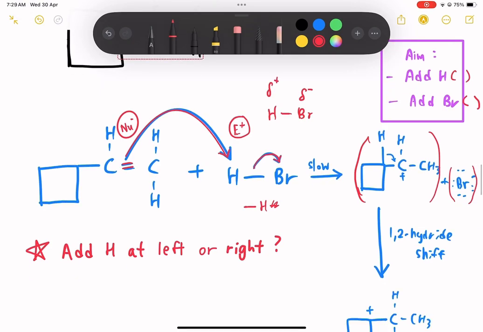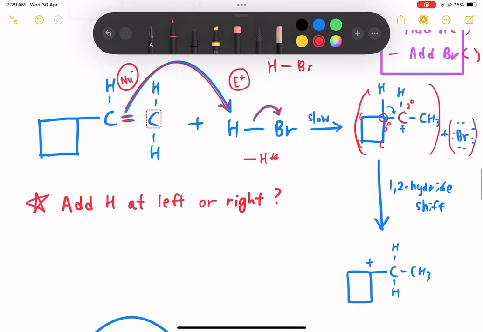Next, when you have carbocation, always consider rearrangement. For this case, rearrangement is needed because this carbocation is a secondary carbocation. It is attached to 2 C. But for this one, this C, it is attached to 3 C. So this is a tertiary carbon. This will be a more stable one.